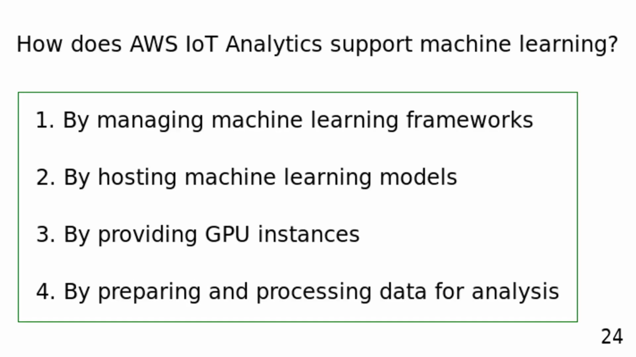How does AWS IoT Analytics support machine learning? By managing machine learning frameworks. By hosting machine learning models. By providing GPU instances. By preparing and processing data for analysis.